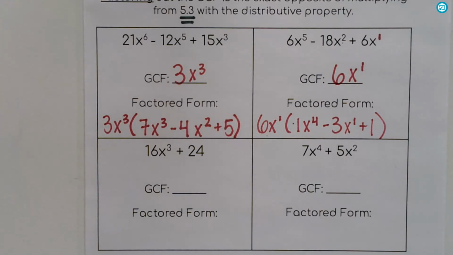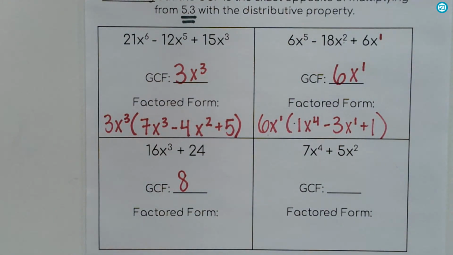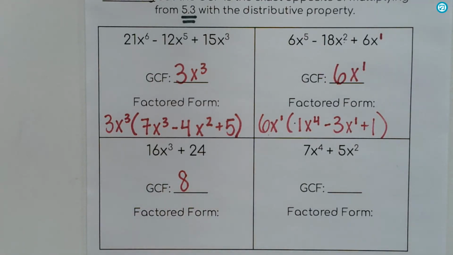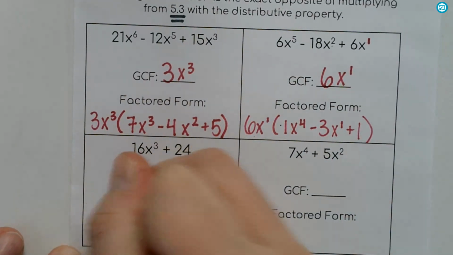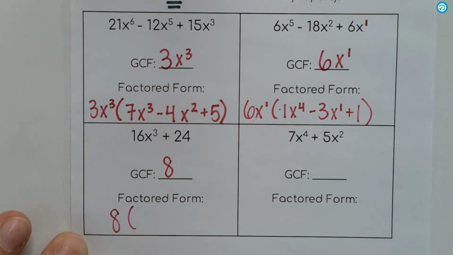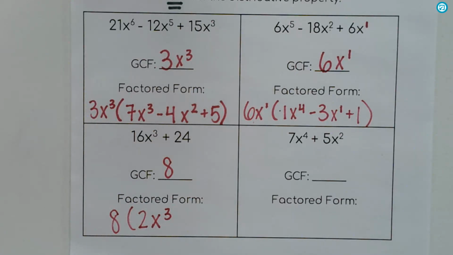Okay, we've got 2 more then. The last 2 only have 1 part. So out of 16 and 24, what can we divide 16 and 24 both by? 8. Awesome. Okay, how many x's does this 24 have that it can give me? None. Does that 24 have any x's? No. So all we can divide out of this one is an 8. So 16x cubed divided by 8 is just going to be 2x cubed. And then 24 divided by 8 is going to be 3.